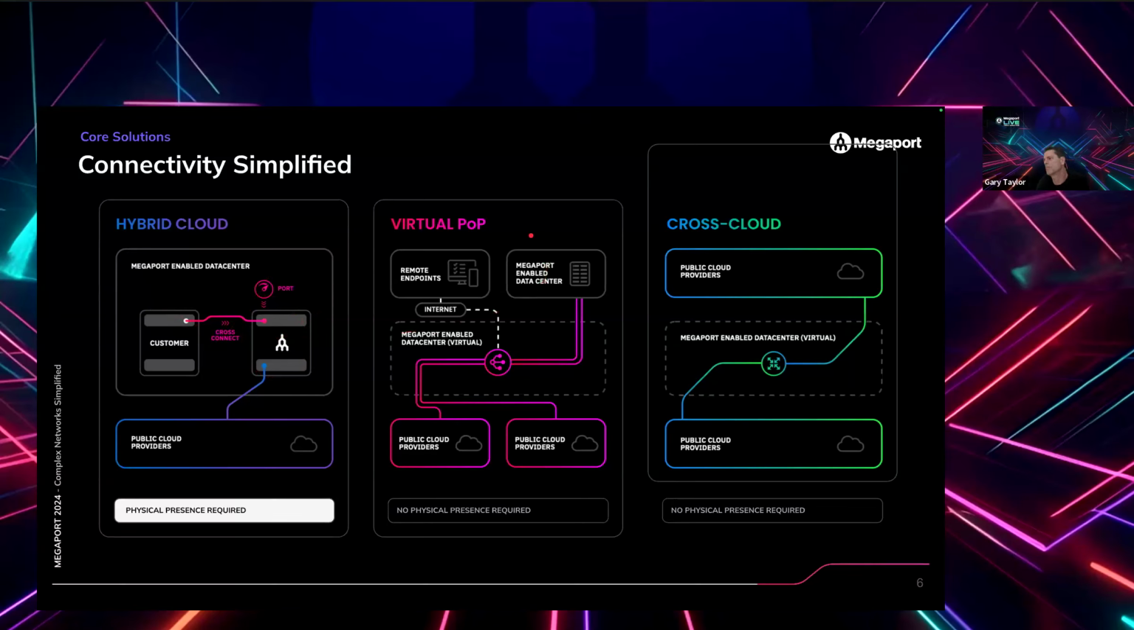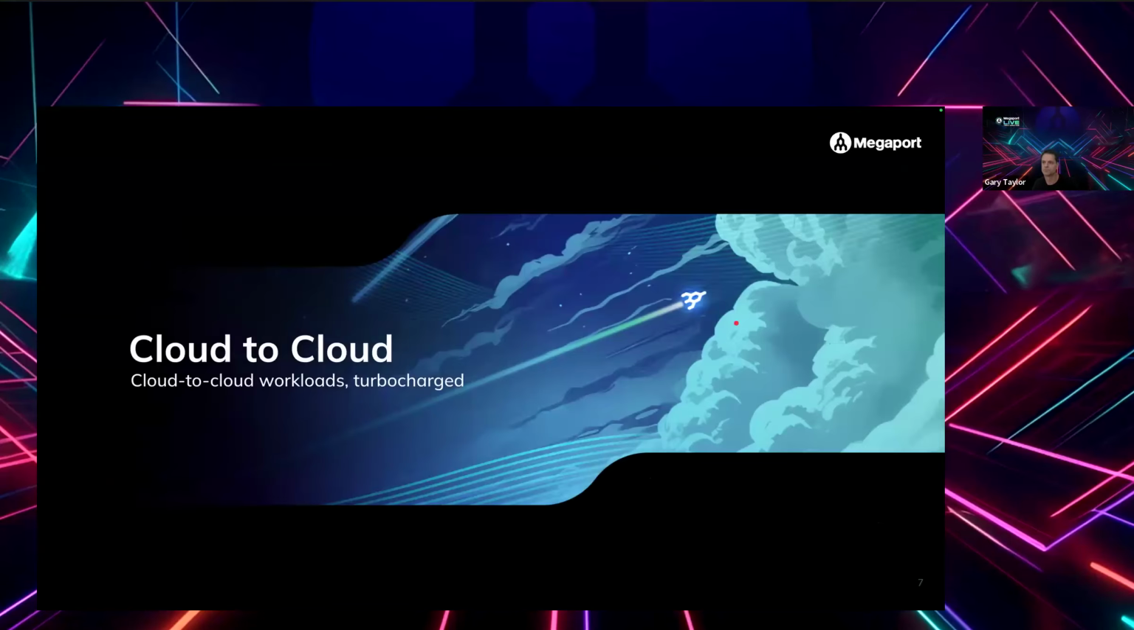We then have virtual POP, or virtual connectivity hub. This is an on-demand network function virtualization. Here you can deploy SD-WAN gateways, virtual routers, virtual firewalls in just minutes in real time in over 90 locations globally. And then on the right, we have cross cloud. This is where you spin up a virtual router, which is what we call the MCR, the Megaport Cloud Router. And this allows you to deliver traffic between two clouds at the edge. And in the demo, I'm going to be running through a bit more of the features available on the MCR.